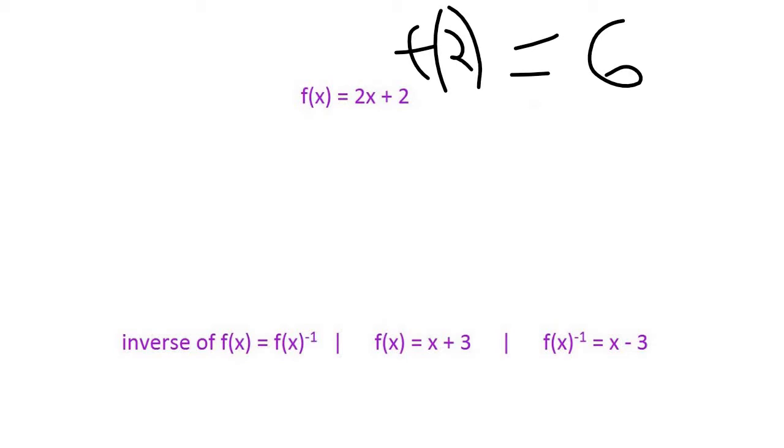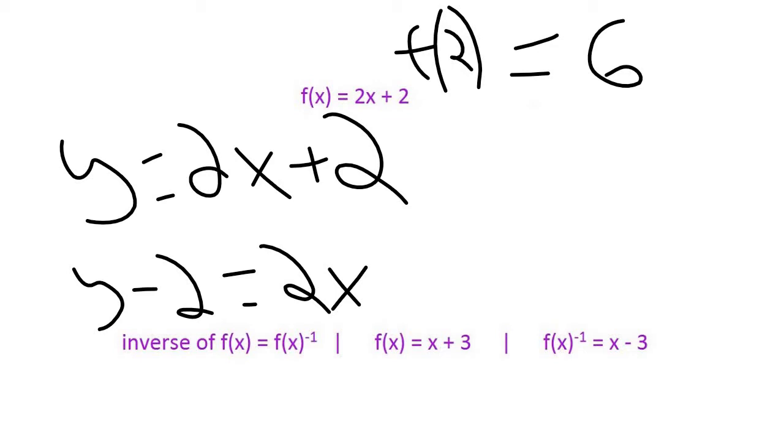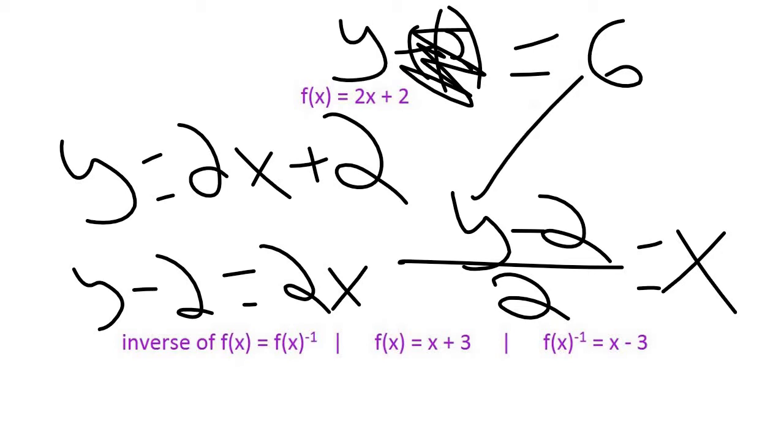Alright, so now let's find the inverse. Let's rename the function y is equal to 2x plus 2. Now you subtract 2. Y minus 2 is equal to 2x, and then you divide by 2 on both sides. So you'll get y minus 2 over 2 is equal to x. So this can also be named as our y value. And if we put our y value back in for y, you get 6 minus 2, which is 4. 4 divided by 2 is 2. So that's what our answer was originally. So this is the inverse.